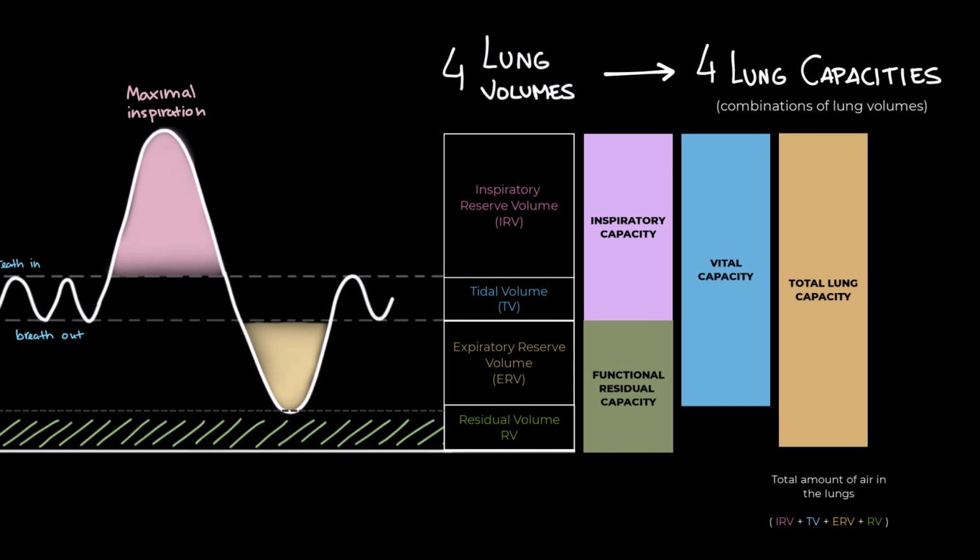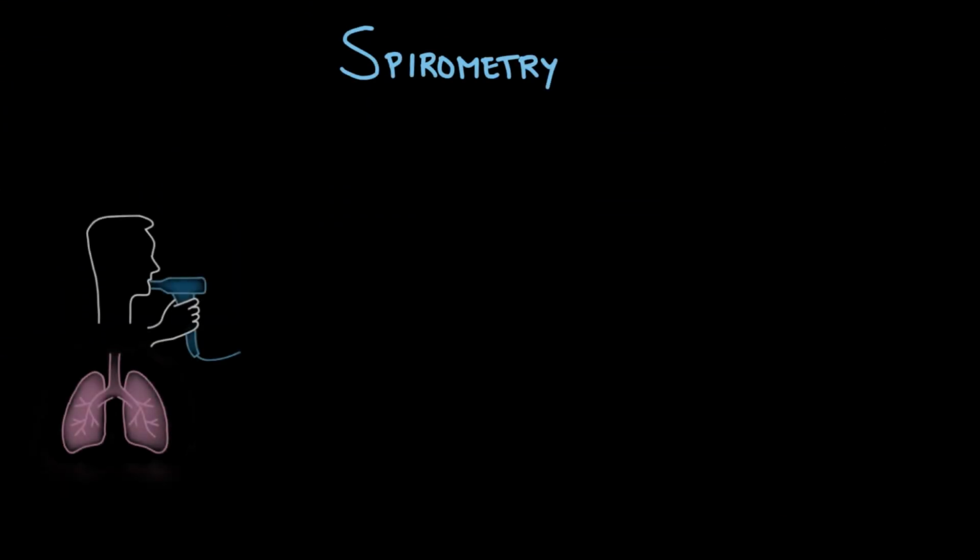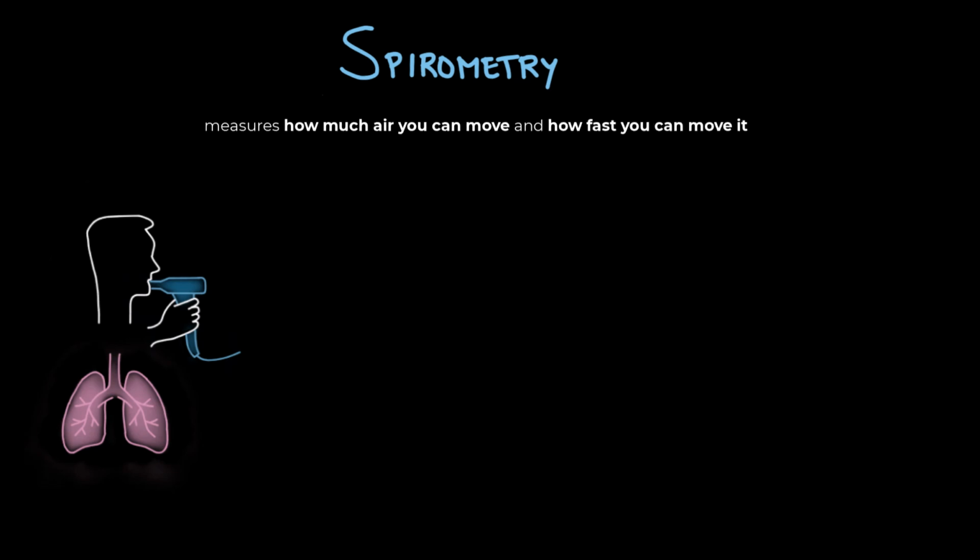That's about 6 liters in a healthy adult. All right, now that you know about lung volumes and capacities, we can talk about spirometry. Spirometry is a common lung function test. It's simple and quick, and it helps doctors understand how well your lungs are working. It measures how much air you can move and how fast you can move it.